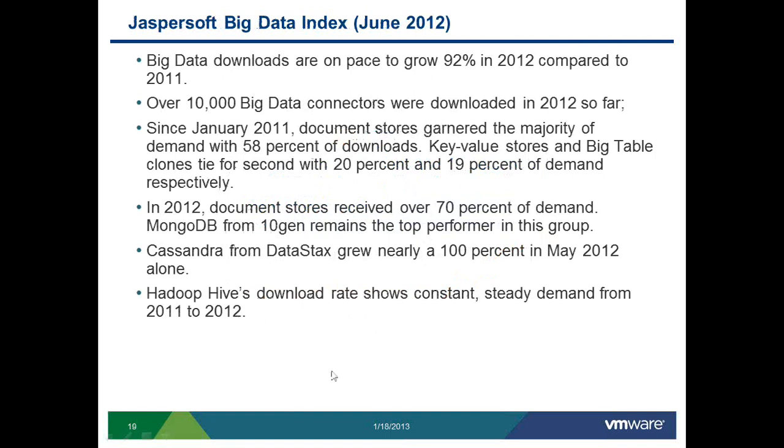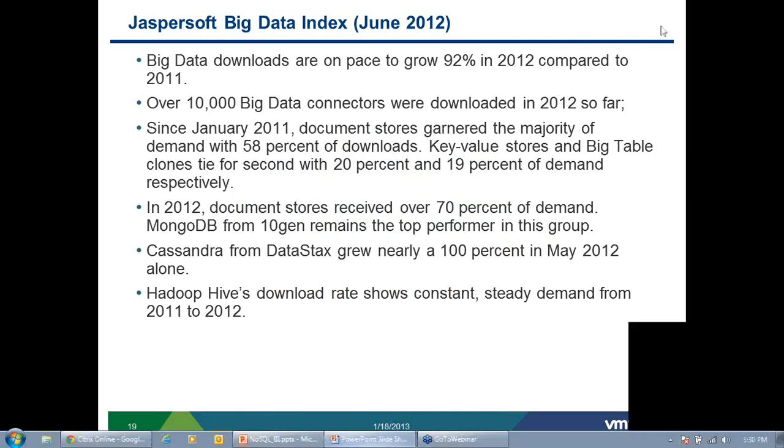There is also a Jaspersoft Big Data Index, which generally gets published once a year. This talks about big data downloads. There seems to be an increase of about 92% in 2012 so far. And then in Jan 2012, we started getting popularity for document stores. Key-value stores and big table stores fall under the second category, with 20% and 19% of the demand.